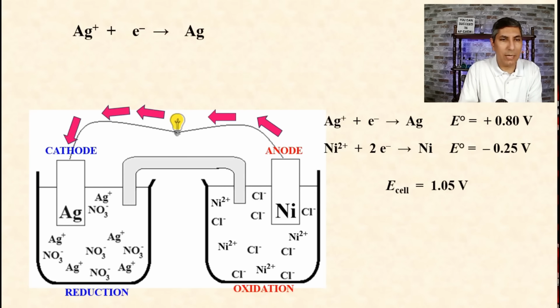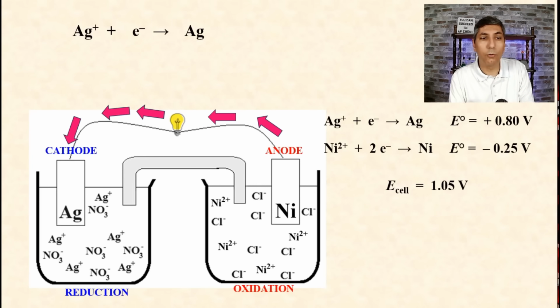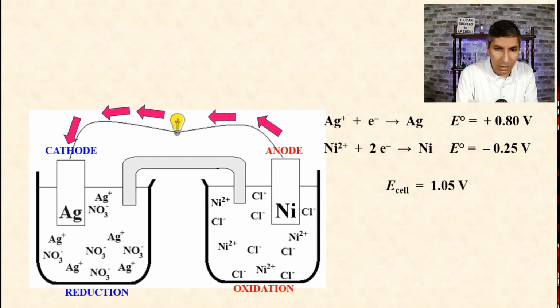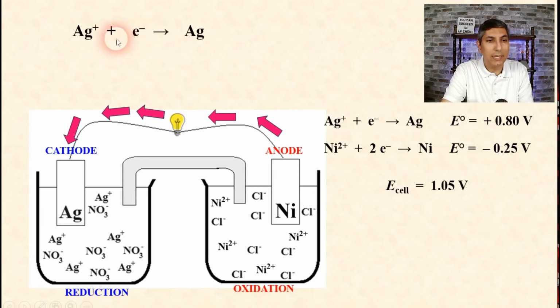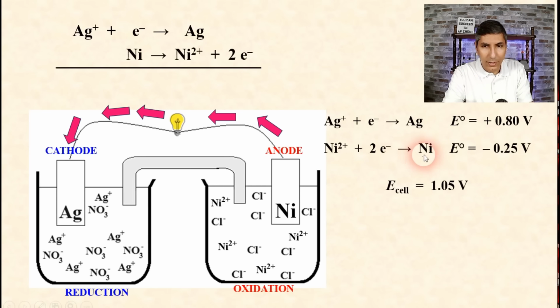Now, let's take this one step further. Let's write the overall balanced equation. Now, we know that the cathode half reaction is written as it is. So that means that the silver half reaction stays just like it was in the chart here. Well, the anode is the one that you have to flip around, whereas I say flip an ode. Okay, so the anode gets flipped around, so it's Ni yields Ni2+ plus 2 electrons.